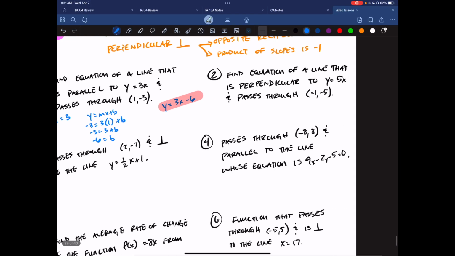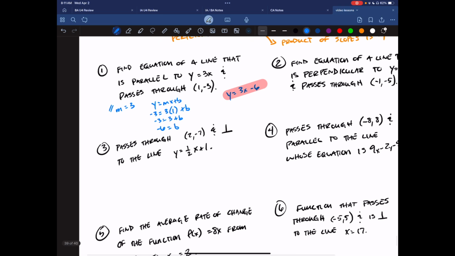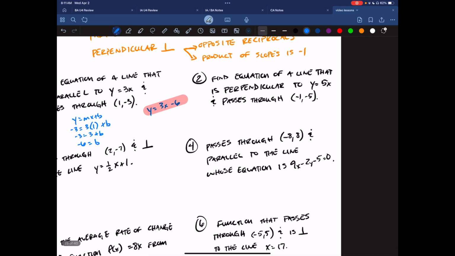Number two, it says find the equation of a line that is perpendicular to y equals 5x and passes through this point. Okay, well, if the original slope was 5, then my perpendicular slope is going to be negative 1 over 5. Again, if you take negative 1 over 5 and multiply it by 5, you should get negative 1, which is what we wanted. So I have y equals mx plus b here. y is negative 5, m is negative 1 over 5, x is negative 1, plus b.